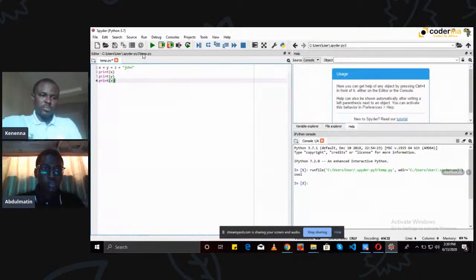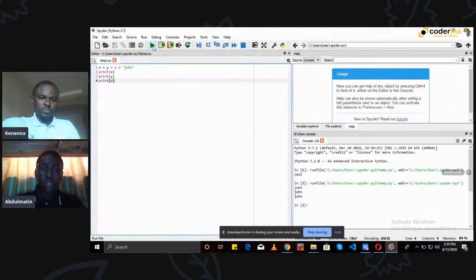So I'm going to run it. To run, use this play button here, which is to run the file. Now let me run it. You can see John, John, John. That's what I was saying before. Instead of me writing x is equals to John, y is equals to John, z is equals to John, I'm just going to write x is equals to y is equals to z is equals to John.